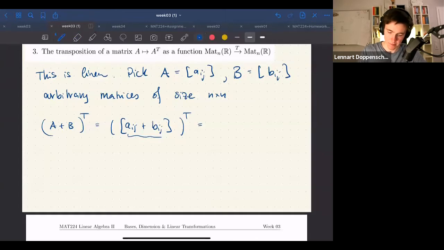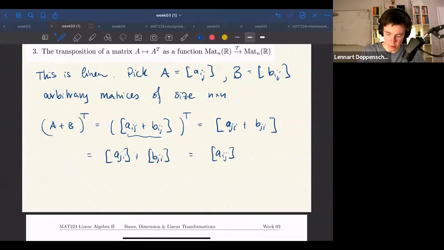Yeah, I'm kind of not following one straight linear explanation. So what I'm saying is that the transpose of this is aji plus bji. But this is nothing else but the sum of the aji plus bji. And this is just aij transposed plus bij transposed.